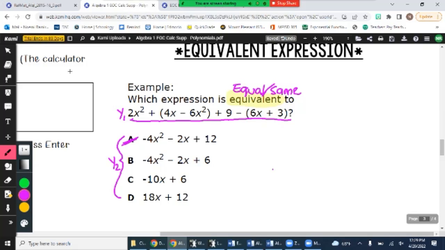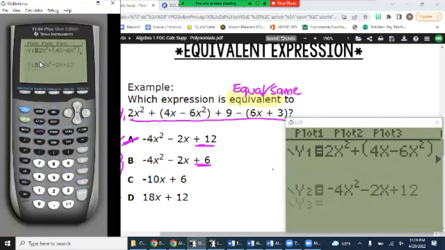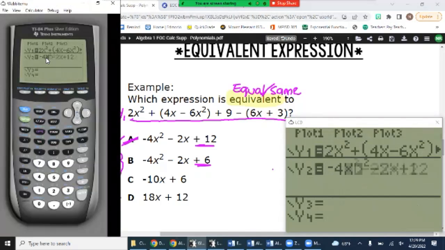Let's try B. The only difference between A and B is that the plus 12 changes to a plus 6. So I'm going to go back to Y equals. I do not need to change Y1. I'm just going to go over and change it to a plus 6 and press second graph. And what do you get?